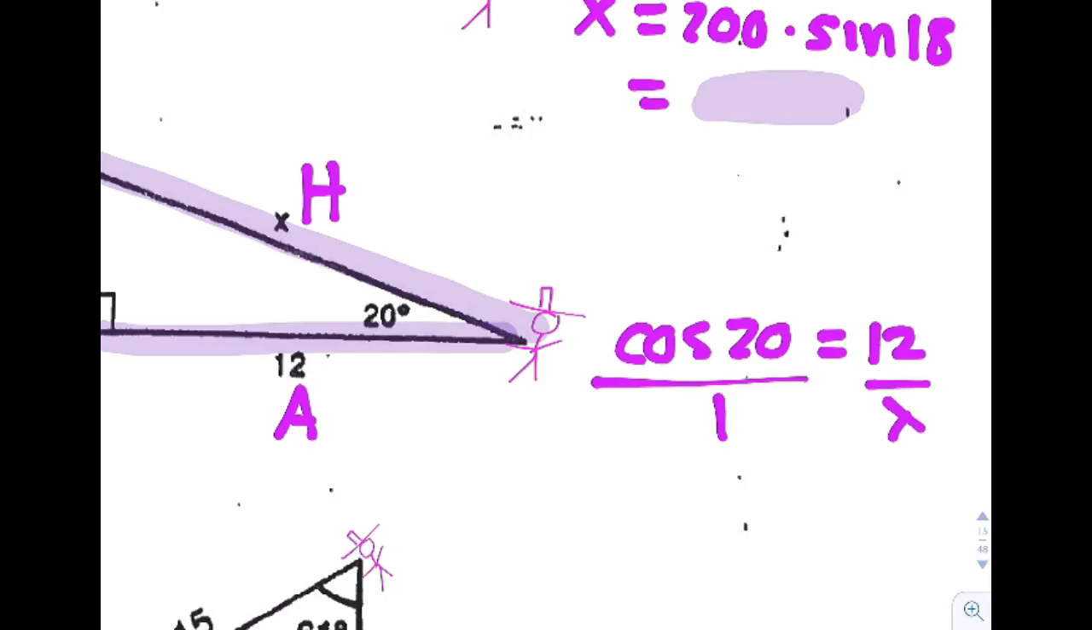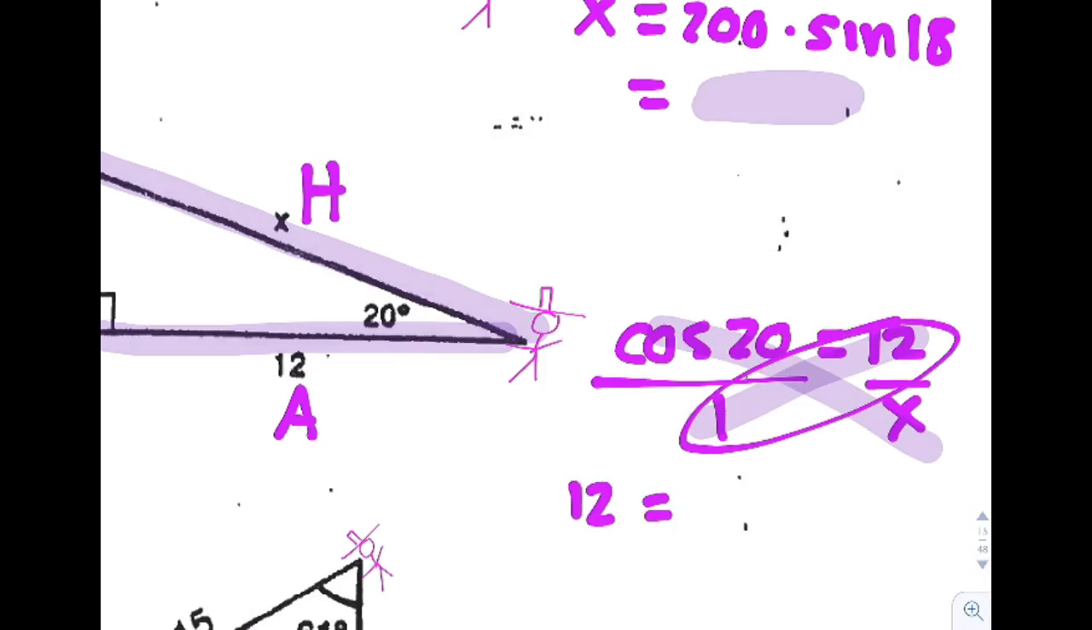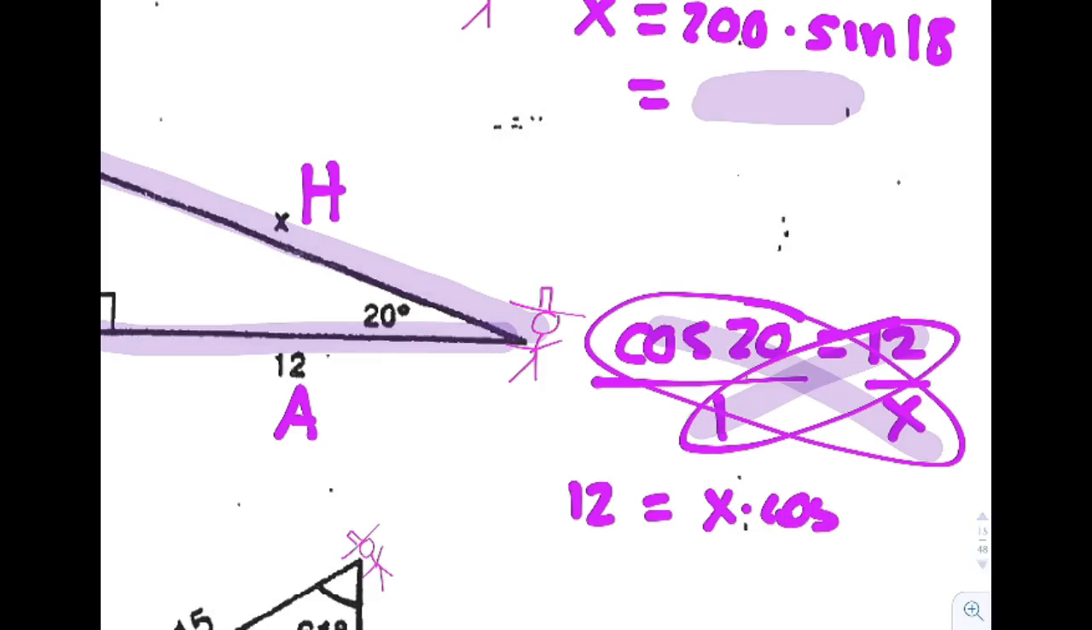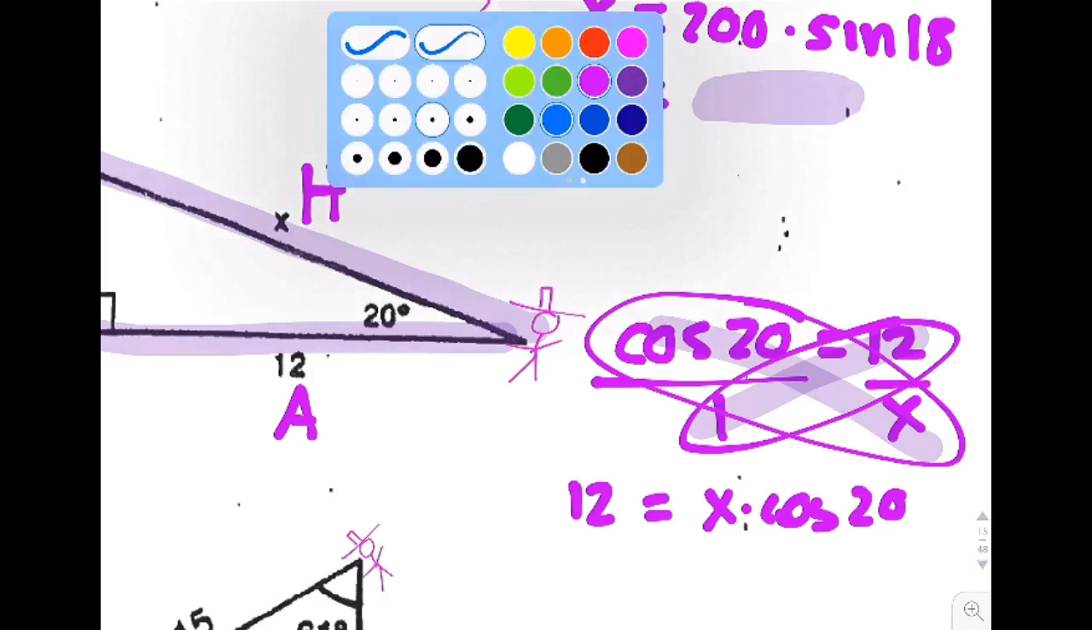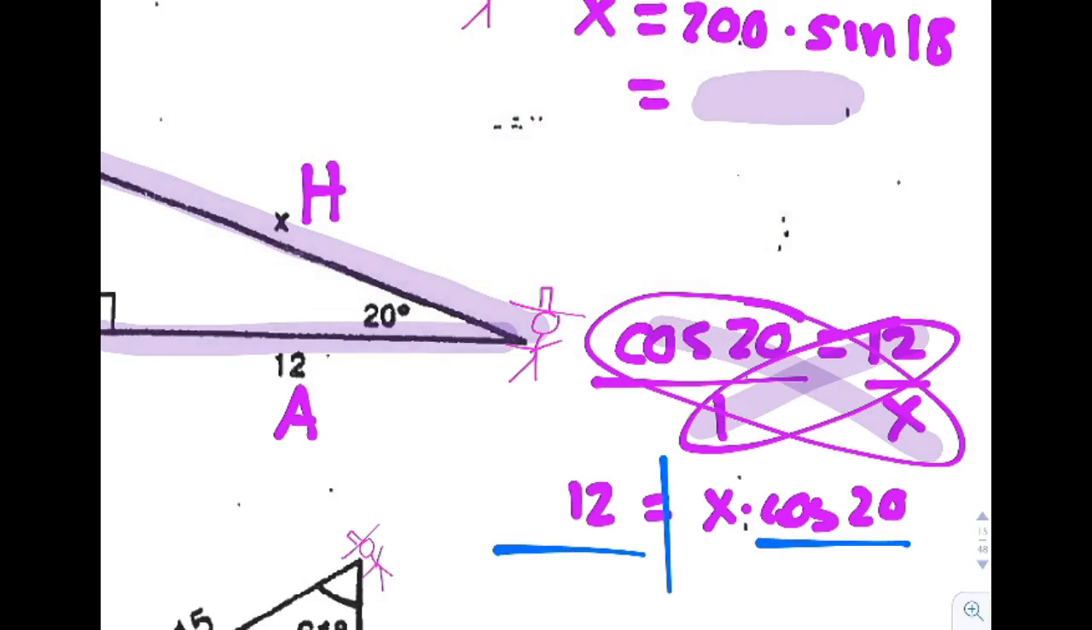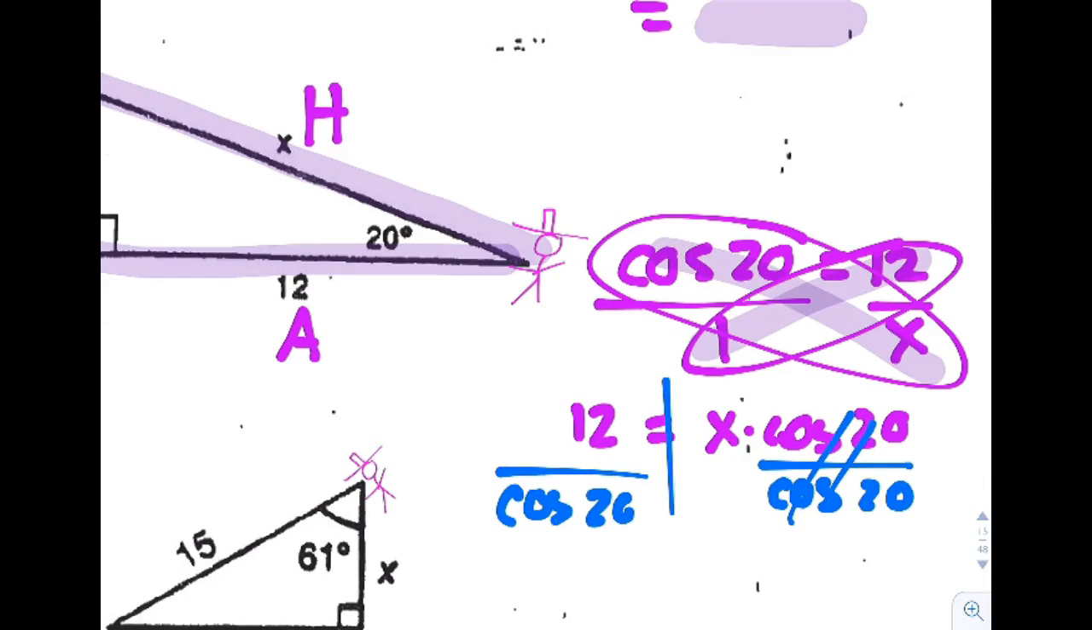So in this problem, it was like the new ones we learned today on the back, on page 13, I believe, where x is in the denominator. So when we cross multiply this time, 12 times 1 is 12, and x times the cosine of 20 is on that side. In order to get x alone, we divide both sides by the cosine of 20. Your answer will be whatever your calculator says this is right here.